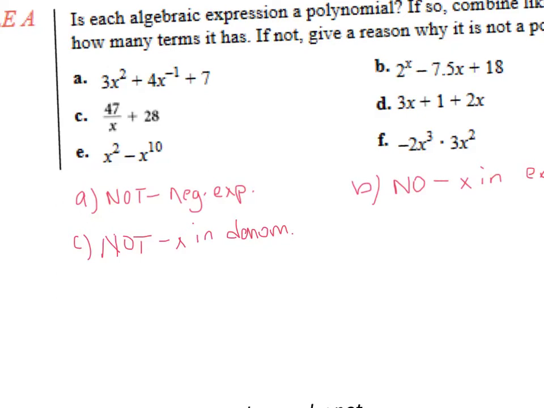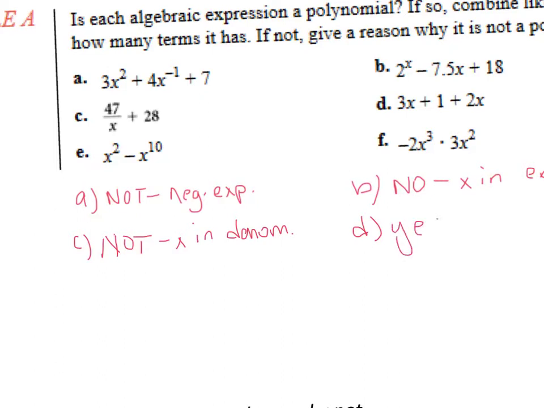D, 3x plus 1 plus 2x. So as we run ourselves through our 4 questions, are there any variables in the exponent? No. Are there any variables in the denominator? No. Any negative exponents? No. Any fractional or decimal exponents? No. So it is a polynomial.